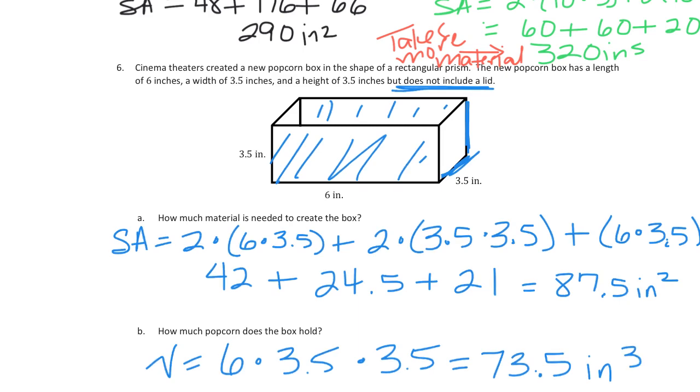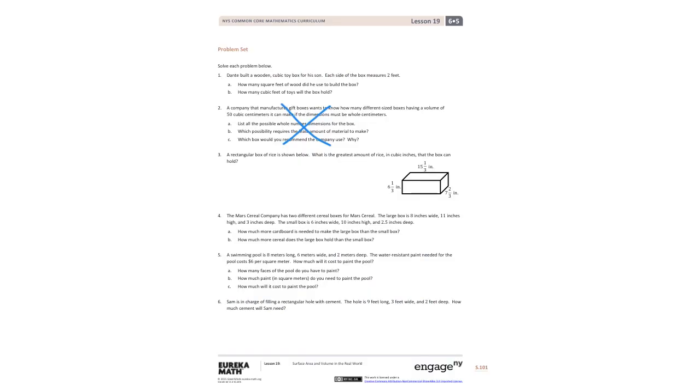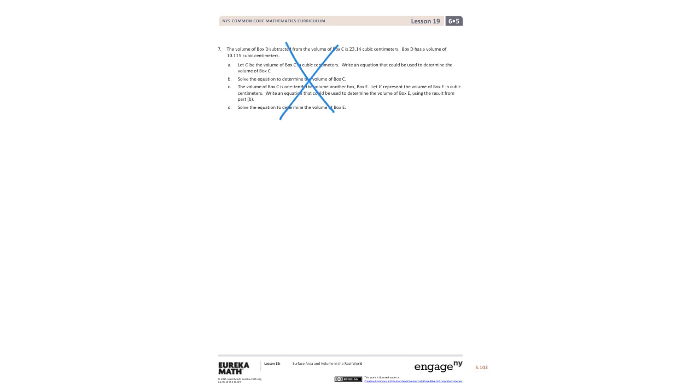Okay, go ahead and turn to the problem set. Okay, on this problem set, I would like you to cross out problems 2 and problem 7. So problem 7's on the next page. So cross out problem number 7. Go ahead and get started.